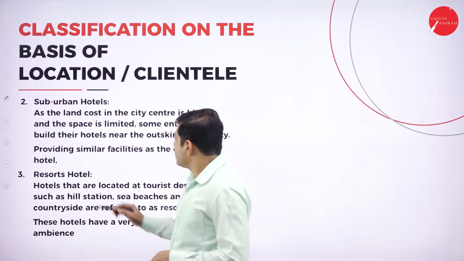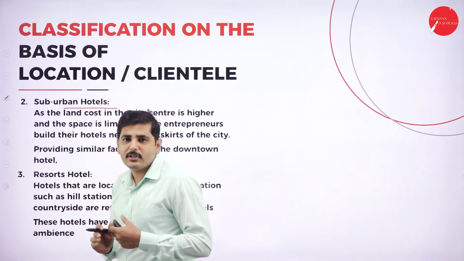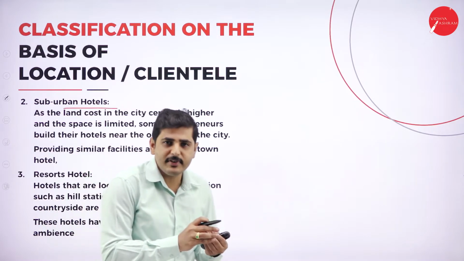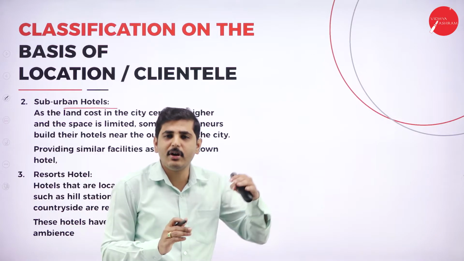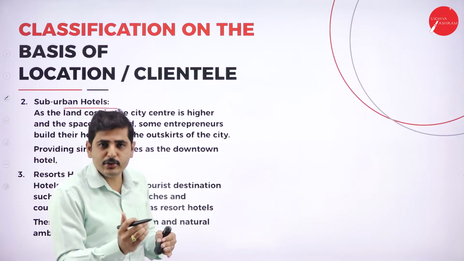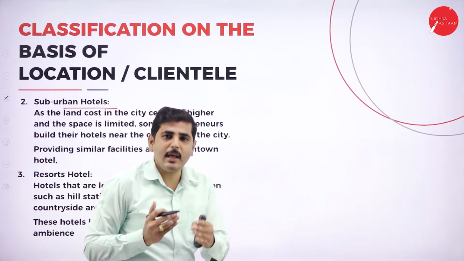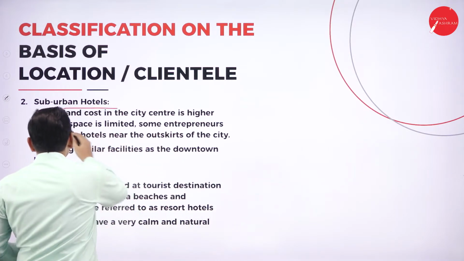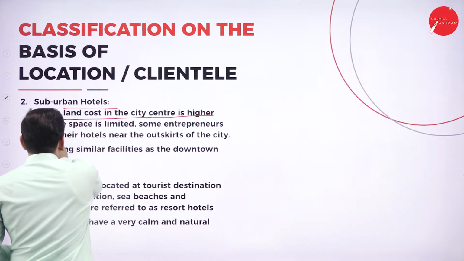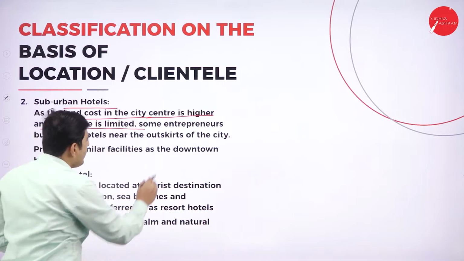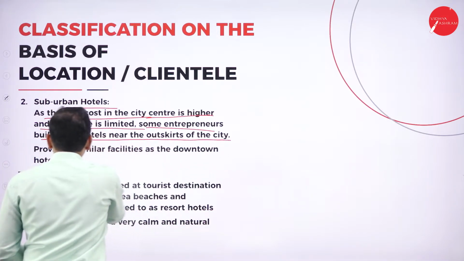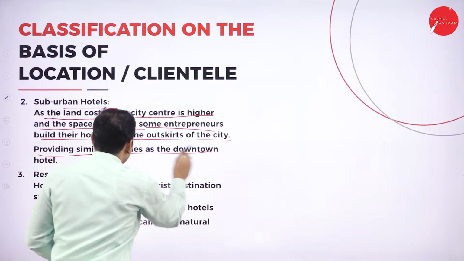Next one, suburban hotels. These types of hotels usually provide regional facilities. They may provide just comfort facilities. Suburban means it is not like Bangalore, Hyderabad or Chennai. It's like Mysuru, Belgaum and other types of cities we can find. As the land cost in the city center is higher and the space is limited, some entrepreneurs build their hotels near the outskirts of the city, providing similar facilities to the downtown hotel.